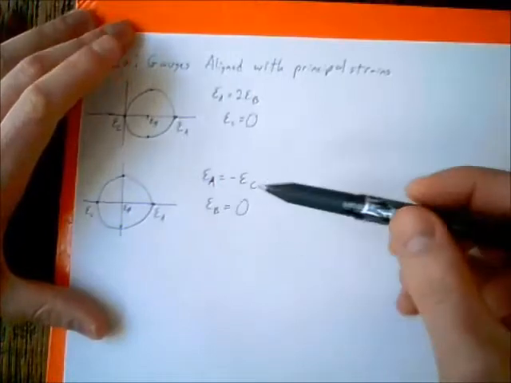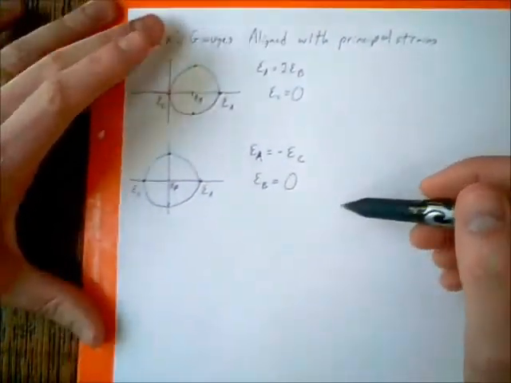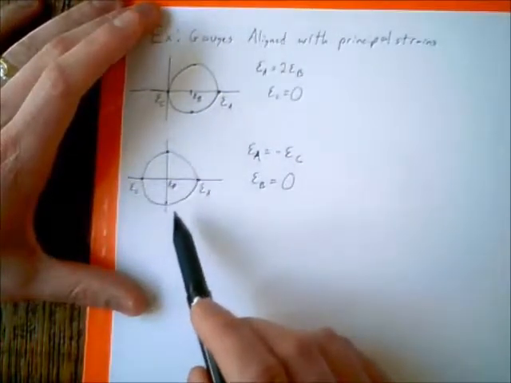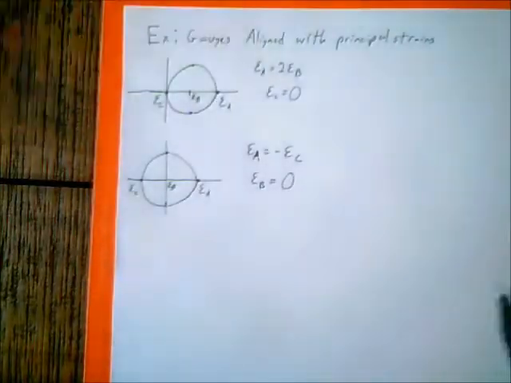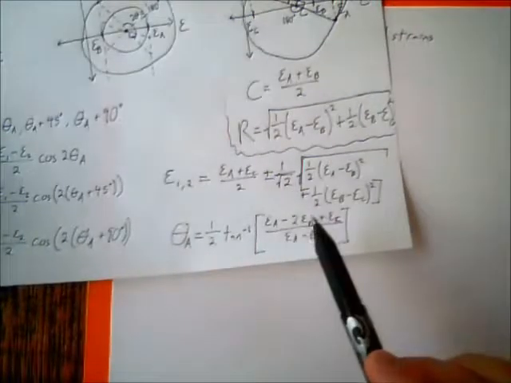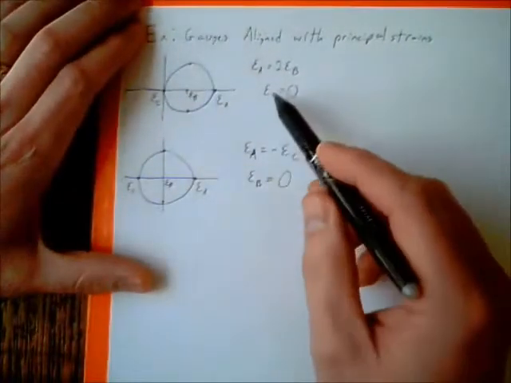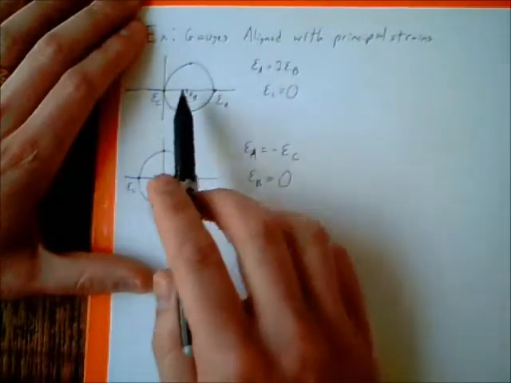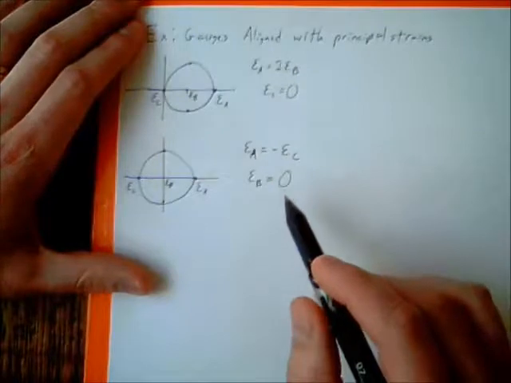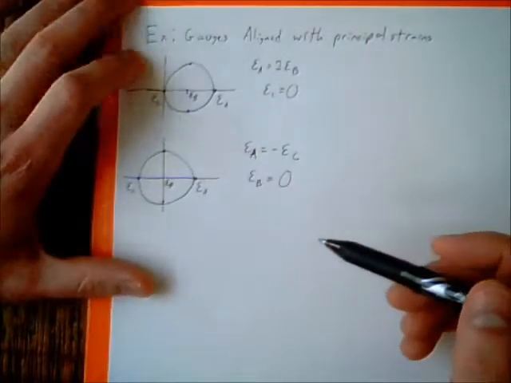So these are a couple special strain cases that you can be looking out for. The formal transformations always work, but if you end up seeing something like this, you know kind of where your strains are in your space, and you don't necessarily have to do that much calculation.